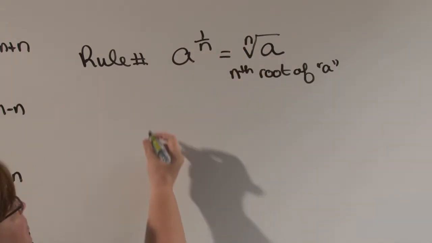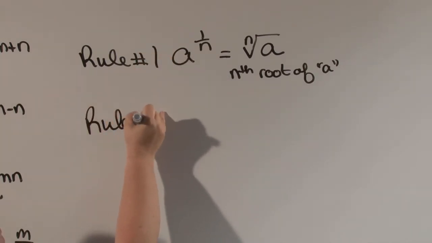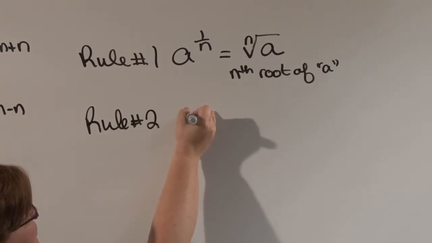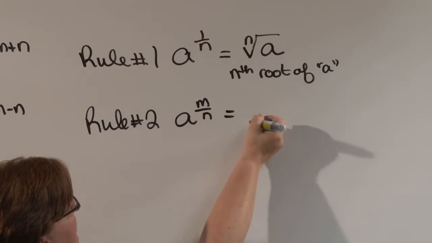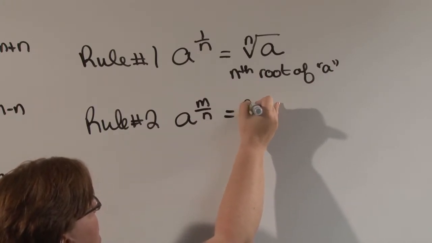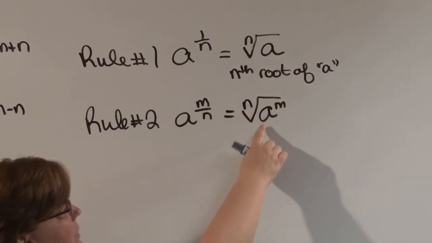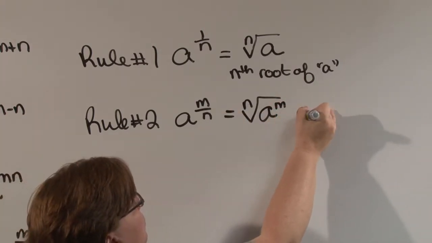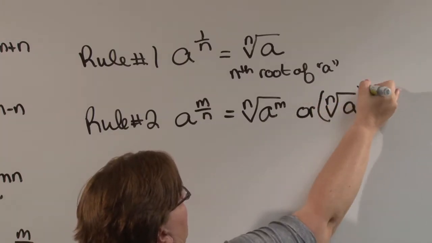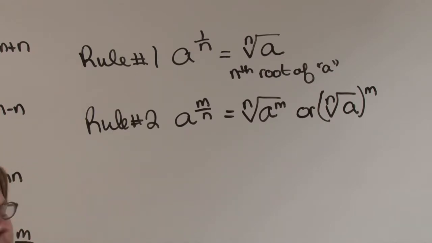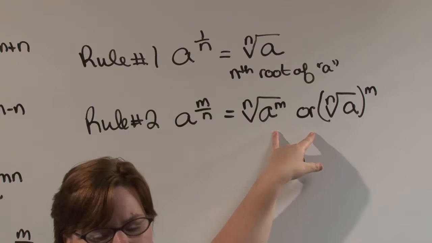Okay, the second rule just expands that and now makes that top number be anything we want it to be. So we'll just call it m. And we can write that as the nth root of a to the m power, or the nth root of a and then to the mth power. You're going to see it both ways. It depends on which is easiest to use for the problem that you're using.